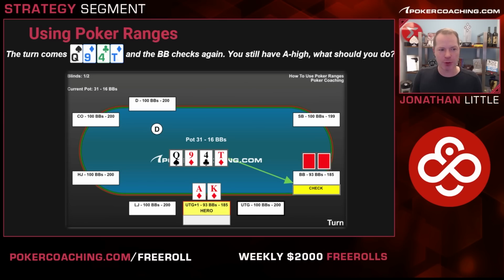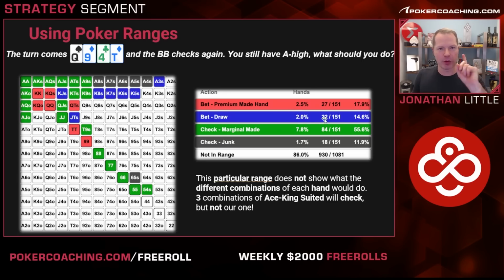Well, again, now we're going to want to categorize our range again. The only difference now is that instead of wanting a 1 to 2 premium made hand to draw range at most, now it goes down to 1 to 1 on the turn, assuming you're using decently large bets. So go through and categorize your hands.